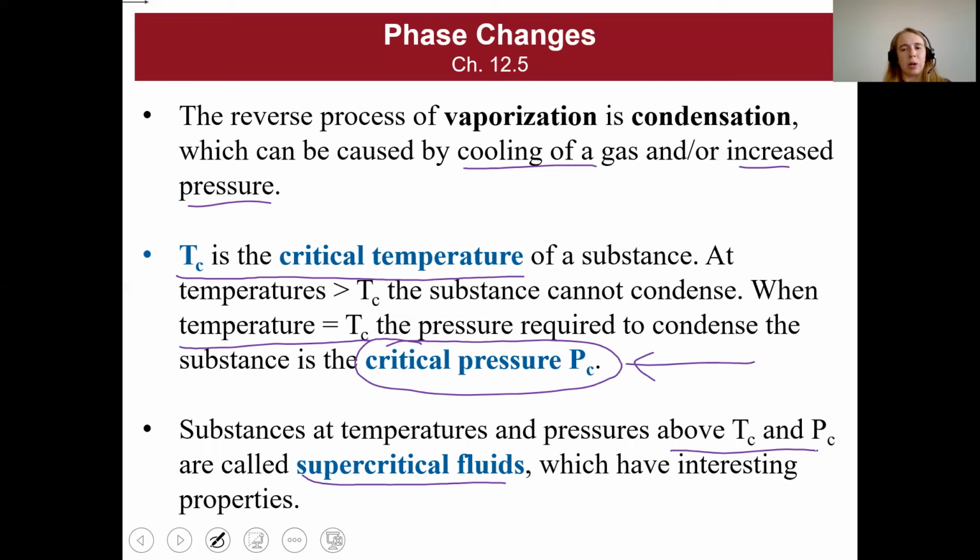And these have interesting properties because, well, we're above Tc, so we should be a gas, right? Because at temperatures above Tc, the substance cannot condense, but we're also above the critical pressure, which is causing those molecules to want to be closer together. So these are supercritical fluids because they are really unstable at these super high temperatures and super high pressures. But that's enough of that for now.